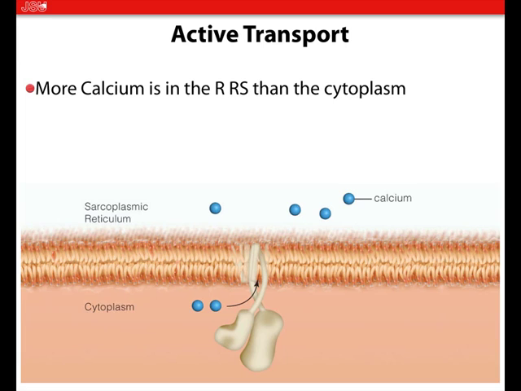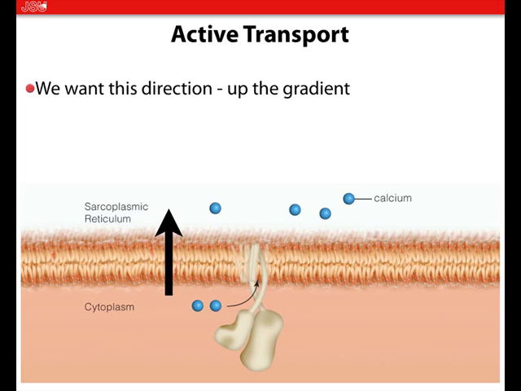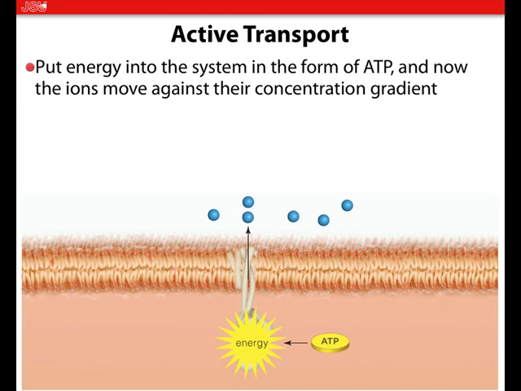But what if we want to get more of that calcium into the sarcoplasmic reticulum? Well, we're going to use a pump. If we wanted to go down the concentration gradient, the calcium in the sarcoplasmic reticulum would go through it and into the cytoplasm. But we don't want to do that. We want to go the opposite way. So we want to go up the concentration gradient, and we're going to use a pump to accomplish that. We're going to put energy into this pump and watch what happens.